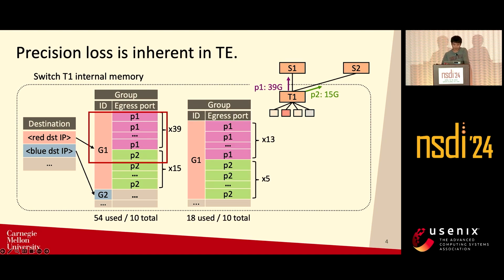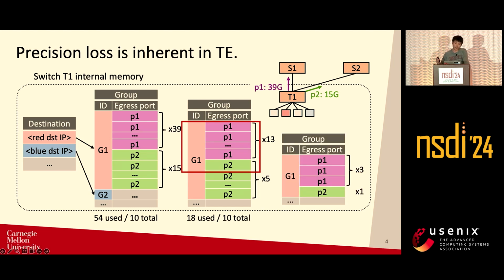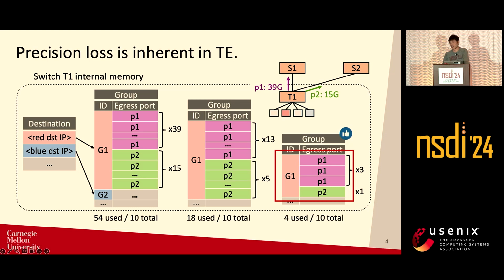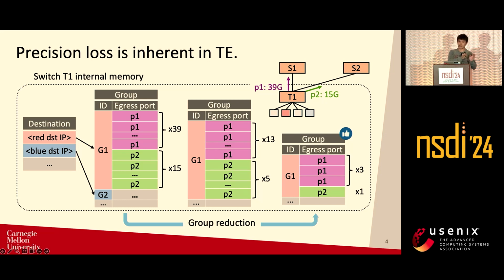We can do something like this. 13 to 5 is strictly equivalent to the original ratio, but it still exceeds the memory limit. Or we can tweak the weights and round them to, say, 3 to 1. This is cool because now G1 only consumes 4 entries in total, so that fits into the limit. And the process of reducing a set of original groups to a final smaller version is called group reduction.